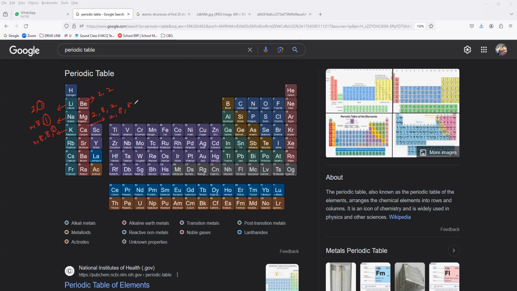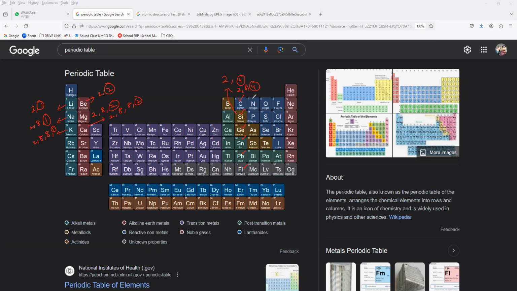2, 8, 8, 2. Have you noticed it? Everywhere, valence electrons. How many valence electrons? 2. Same way, take carbon, silicon, germanium, tin, lead. Everywhere, what is the valence electrons? 4 will come. Understand, everybody? Carbon, 2, 4. Silicon, what is the atomic number? Check it, everybody. 14. What will come? Silicon, 2, 8, 4. So that is what it is.